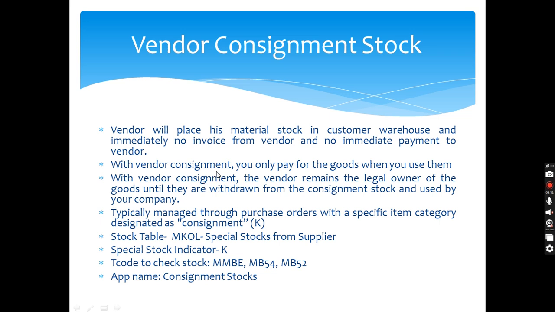This vendor consignment stock deals with the purchase order process, where purchase orders are created with item category K, and this consignment stock data is stored in table MKOL, which is special stocks from supplier, and it has special stock indicator K. You can check this vendor consignment stock in transaction code MMBE, MB54 or MB52. On Fiori you can check this consignment stock in the consignment stock application.